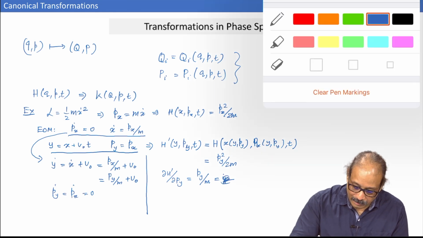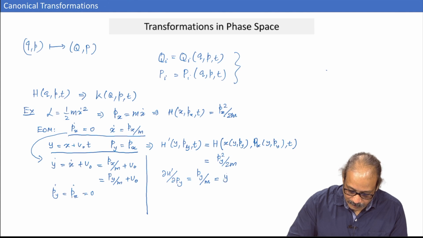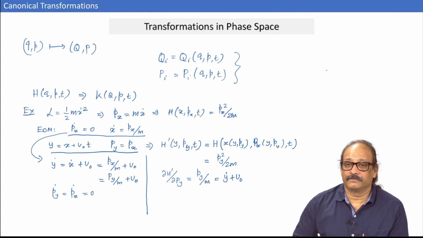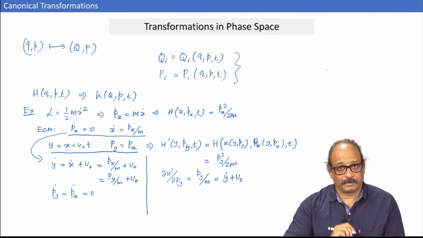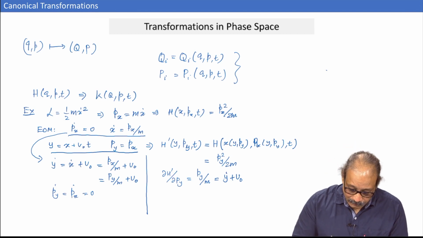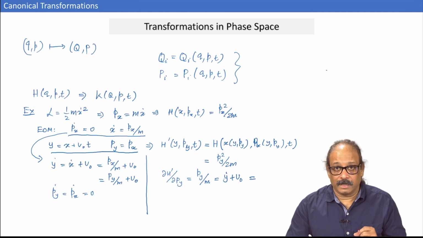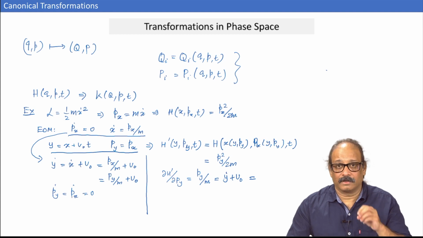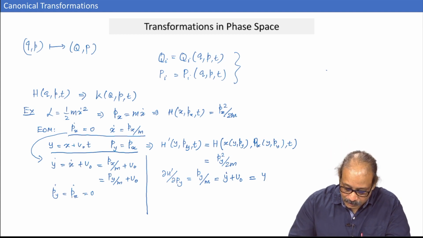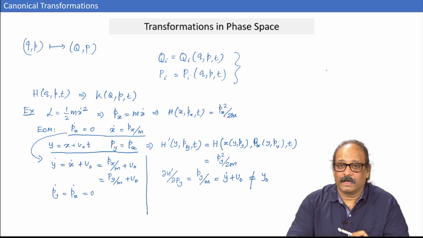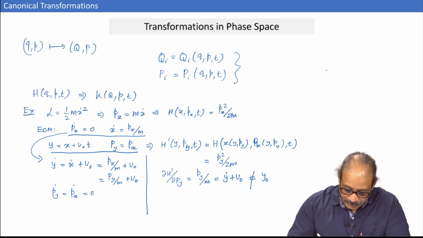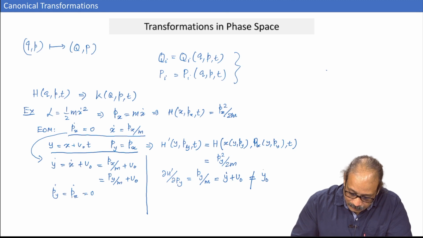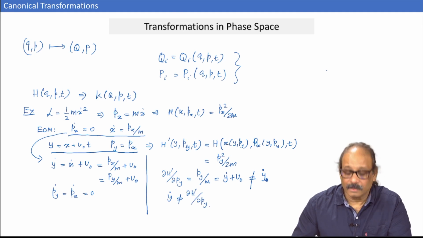So, that would be m y dot. So, y dot plus v naught. Now, there is a problem here, because this we were expecting, according to the equations of motion or Hamilton's equations, this should have been equal to y naught, and that is not equal. So, which means y dot in this case is not equal to del H prime by del p y.